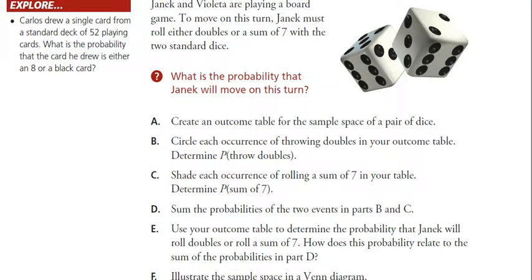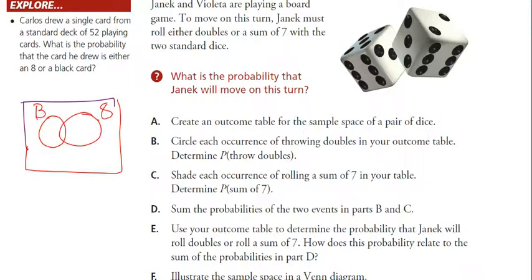Here's one here. Carlos drew a single card from a standard deck of 52 playing cards. What's the probability the card he drew is either an 8 or black? Are those mutually exclusive? The question you ask yourself for mutually exclusive is, are there black 8s? Yes, there are. How many? 2 of them, right? So that would be in the overlap if we're going to do black and 8. There's black, there's 8, and there are black 8s, right? We draw those as overlapping.